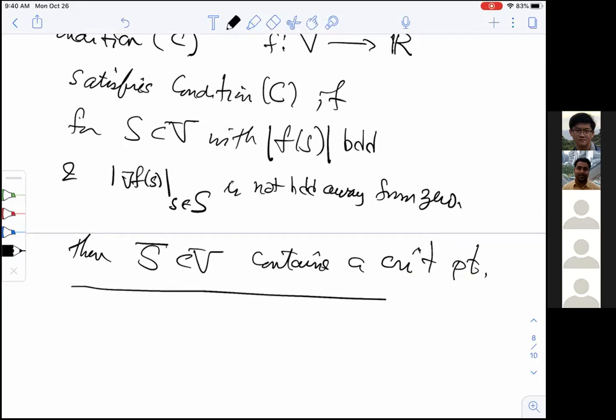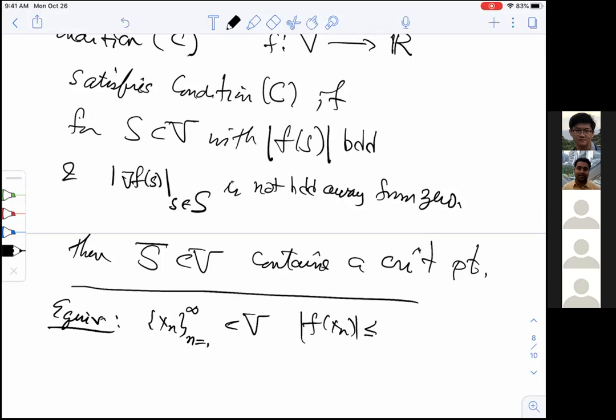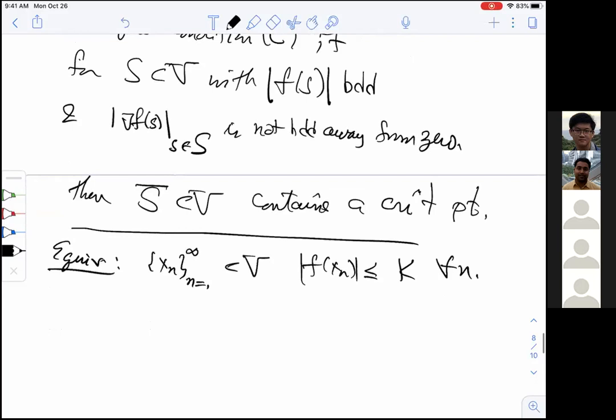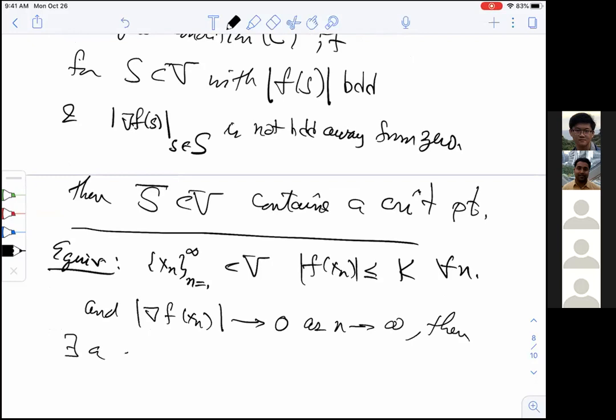So equivalently, you could say, if you have a sequence x_n in V and f of x_n is bounded uniformly on the sequence, and the norm of the gradient at x_n converges to zero as n goes to infinity, then there exists a subsequence x_{n_k} converging to a critical point. So better and better approximations to the critical point, in a region where the function is bounded, actually have a subsequence converging to a critical point.